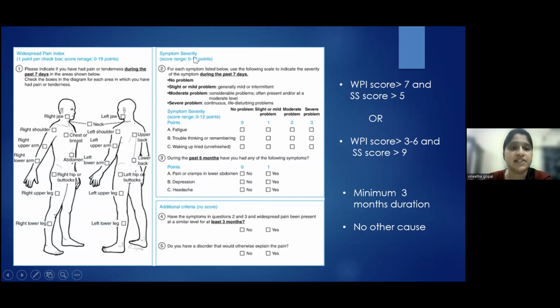Then the second part is the symptom severity scoring, which again has two parts. In the first part, it is fatigue, trouble thinking, waking up tired, scored 0, 1, 2, 3. The second part is, do they have abdominal cramps, depression, headache, no or yes. Then, are the symptoms present for at least 3 months? And is there any other cause that can explain them? If this much is met, you can see the scoring here. WPI more than 7 with symptom severity more than 5, or WPI 3 to 6 with symptom severity more than 9, minimum 3 months duration, and no other cause, then you can diagnose it as fibromyalgia.